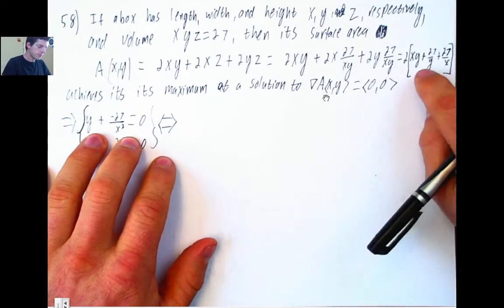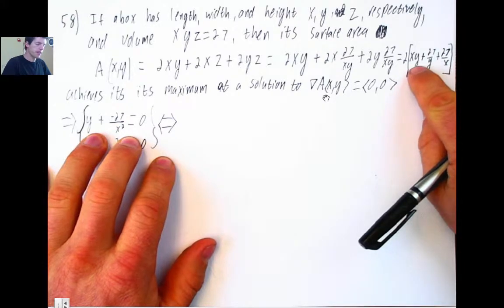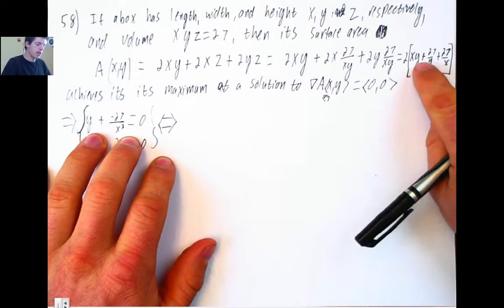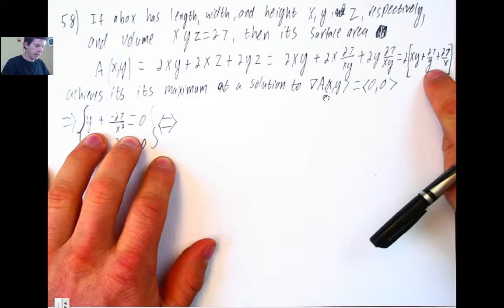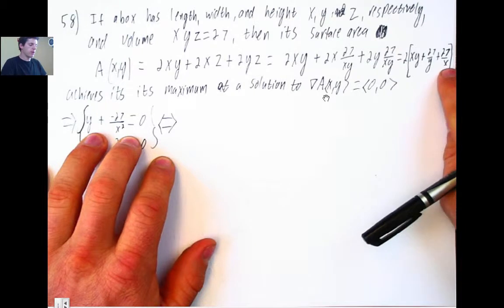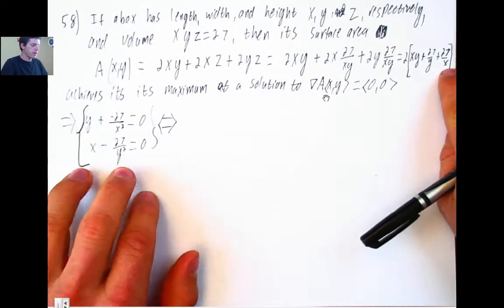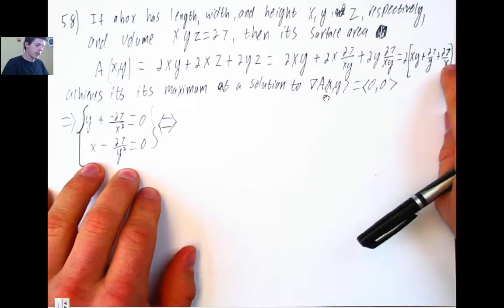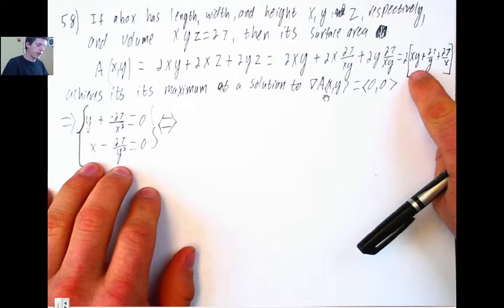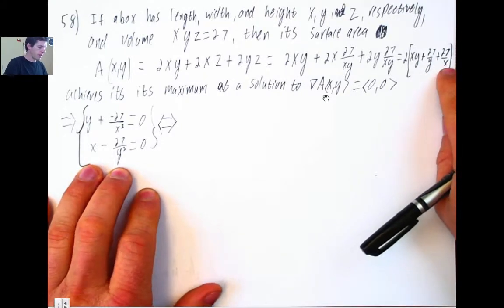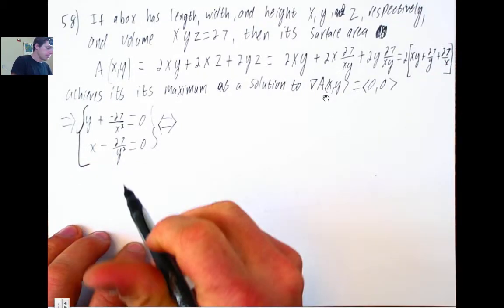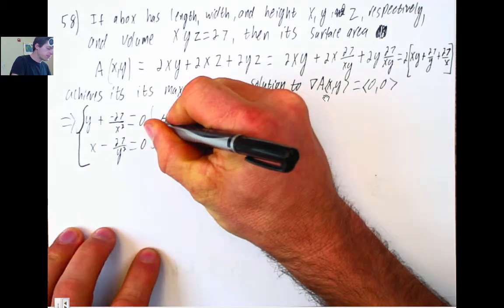First one, the derivative with respect to x of that expression will give me a y from that term. That term will die because I'm taking the derivative with respect to x, and then I'll have a negative 27 over x squared from that term. And then similarly, the derivative with respect to y will give me an x from that term, a negative 27 over y squared from that, and nothing from that. Okay, so set both those equal to 0.